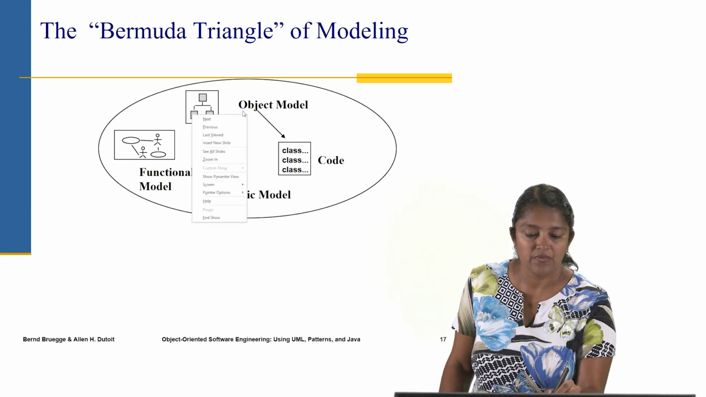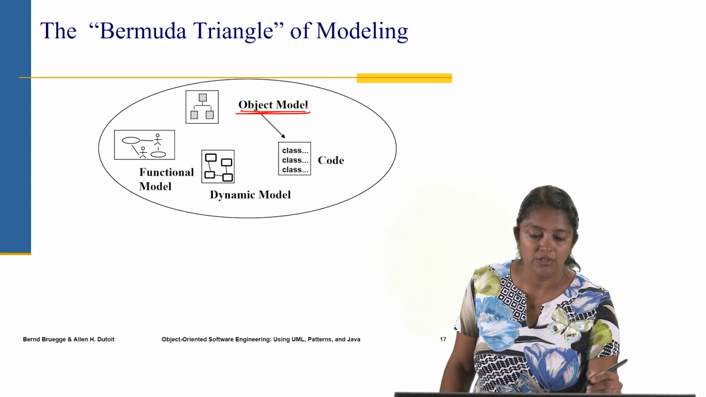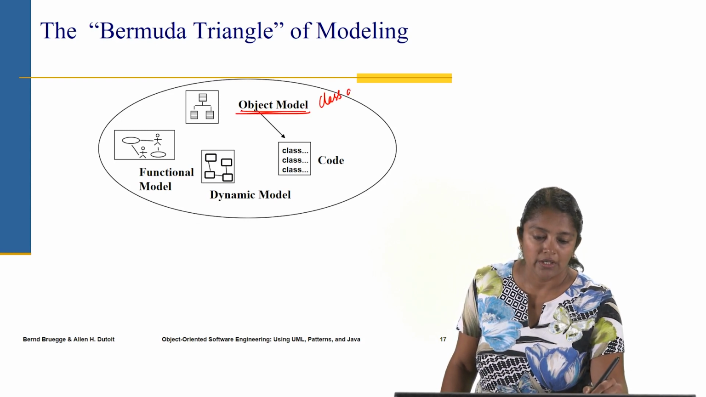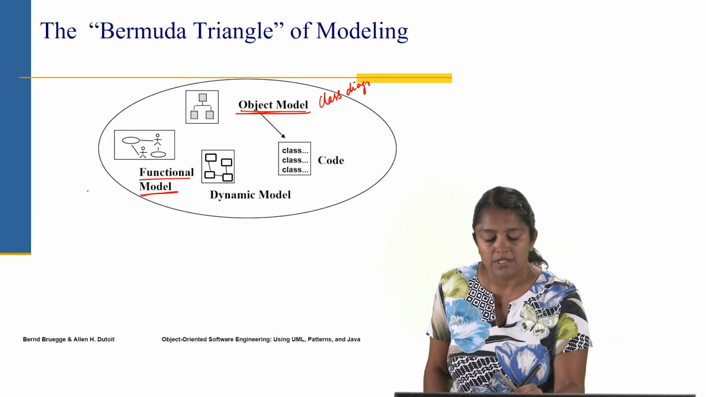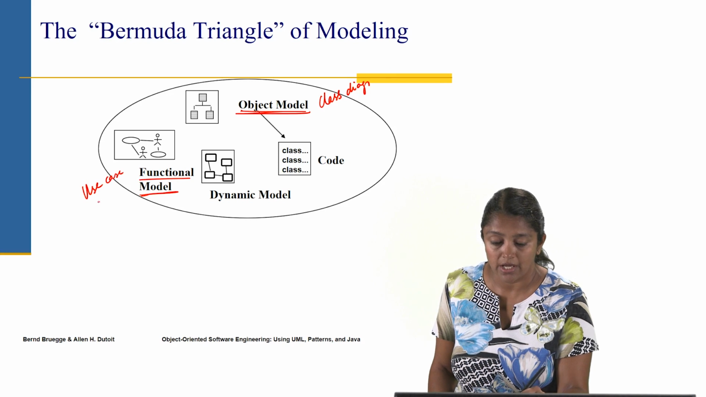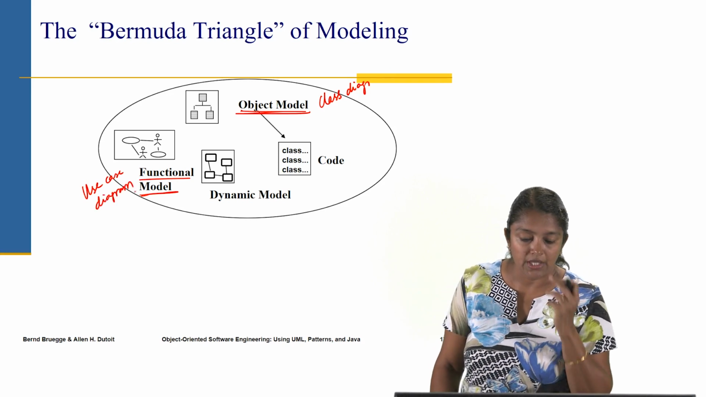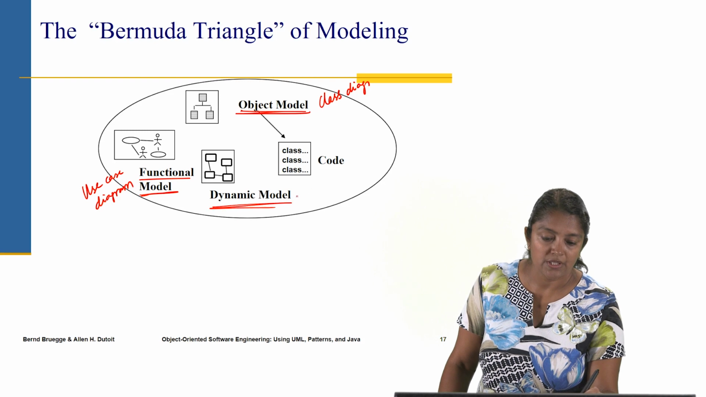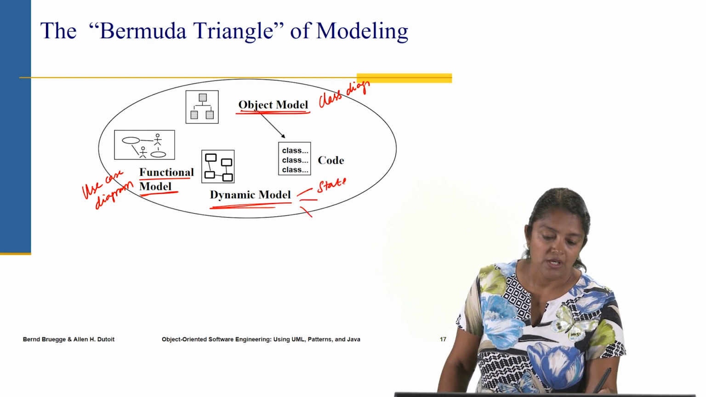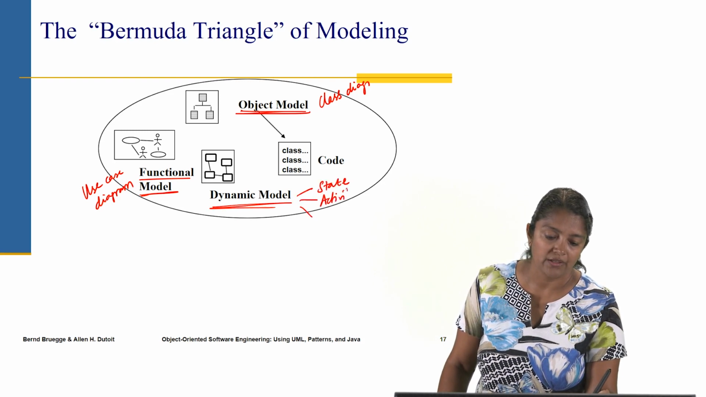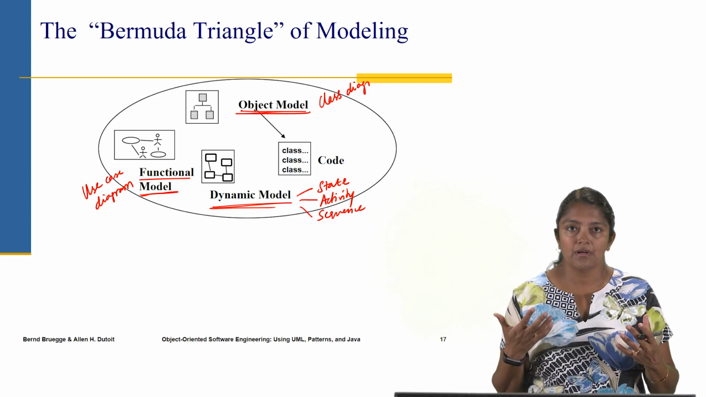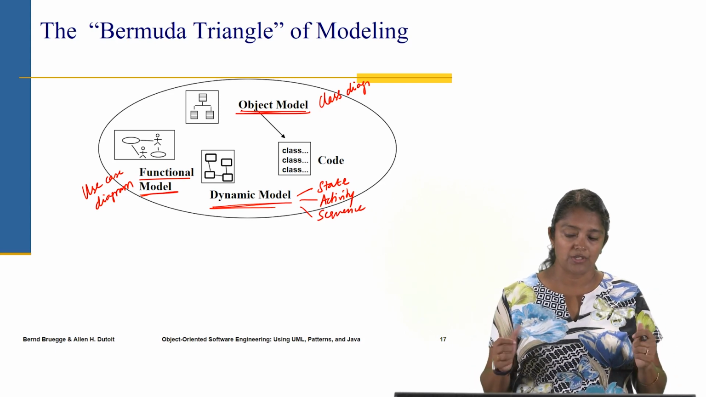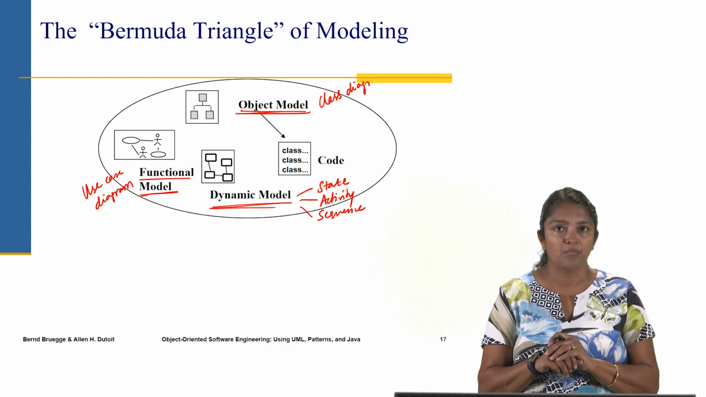So basically there's a way to create object models in UML using what are called class diagrams, and then for the functional model, there are what are called use case diagrams in UML, and then for the dynamic model, there are multiple kinds of diagrams. There are state charts, activity diagrams, and sequence diagrams. So all of these provide various different kinds of notation to represent these different models.